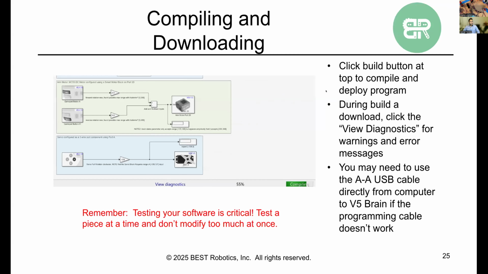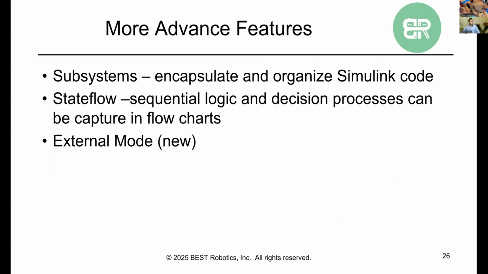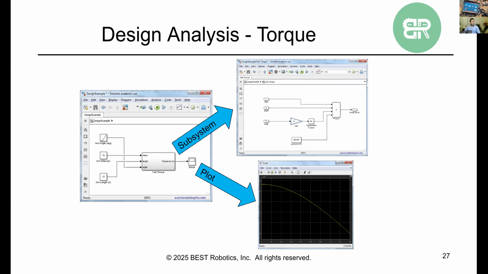Perfect. All right. So I know Charles touched on this, but all of these can be compiled and downloaded. And there are a lot more advanced features that Charles had mentioned. You can create subsystems. If there's a group of blocks of Simulink code, you can encapsulate them as a subsystem and then make a giant block out of that. There's also, you can create sequential logic decision processes in the flow charts that you can interact with. And there's a new external mode, which I encourage you to play around with.